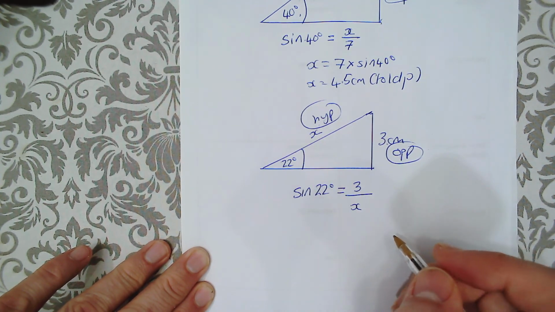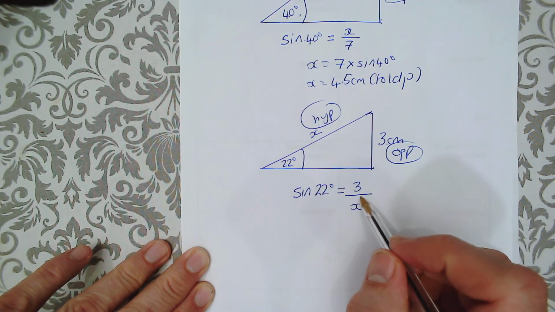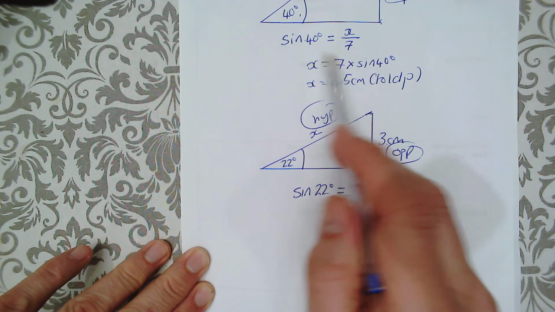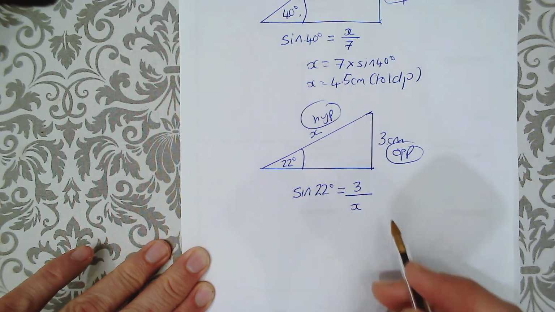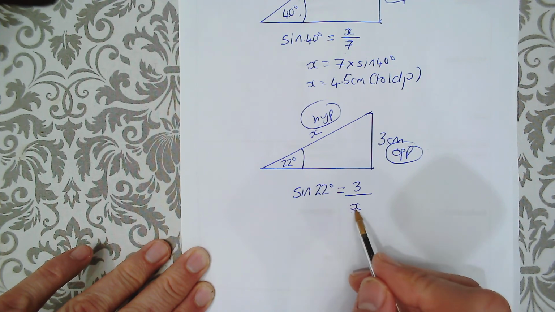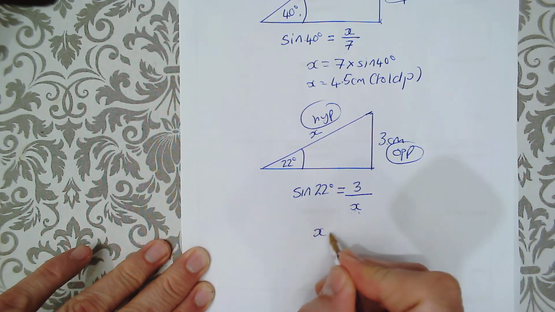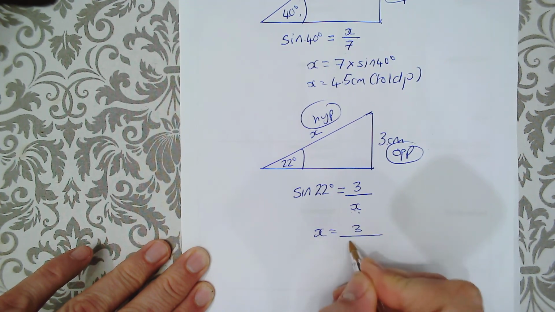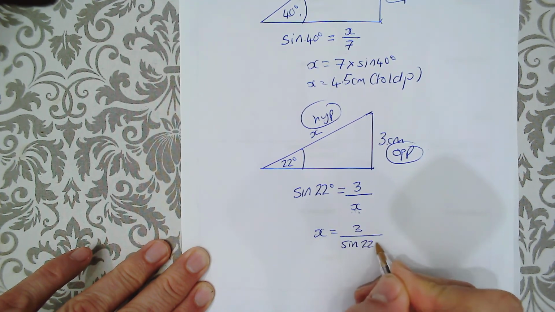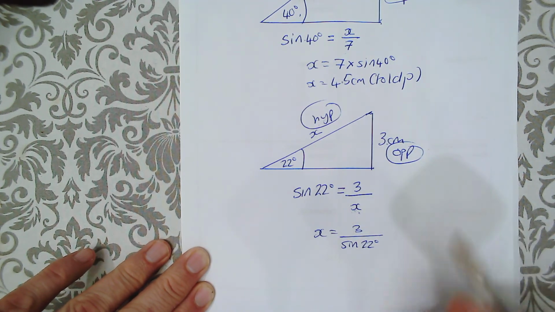Now, this time we're not going to multiply through in the same way like we did before. You notice we could just bring the 7 up there. We can't do this. Well, what you can do is you can swap these two. You multiply by x and you divide by sine 22. So x equals 3 over sine 22 degrees. This is all about rearranging algebra, so if those skills are good, that's going to really help you.